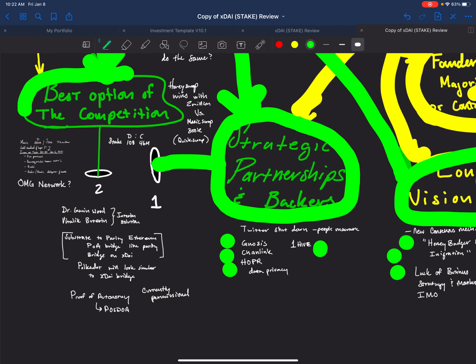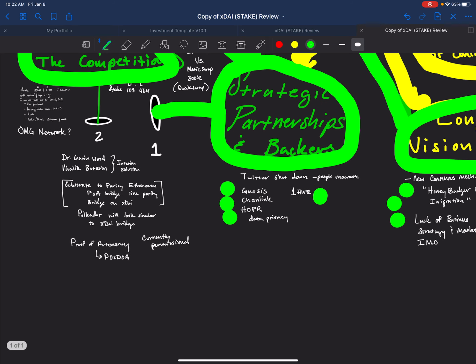So the best option of the competition, people say Matic is. There's a lot of YouTubers that'll say Matic is, but I disagree. HoneySwap wins because they have 2 million in volume on that exchange versus MaticSwap, which only has 300,000 in volume. So it is winning on that front. Ultimately, where the volume is, is where the activity's at.